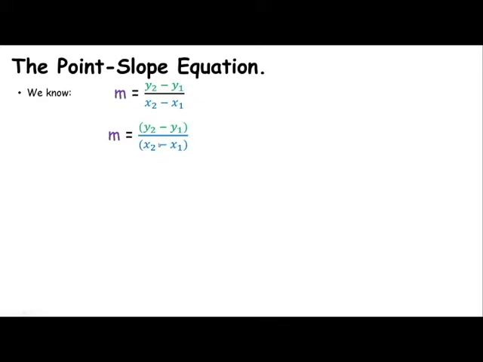So I'm going to look at this and say, you know what? These y's, or this quantity, has been divided by these x's, or this quantity. If I would like to get rid of that division, I need to use the inverse operation, which is multiplication. And I'm going to multiply both sides by this x2 minus x1.